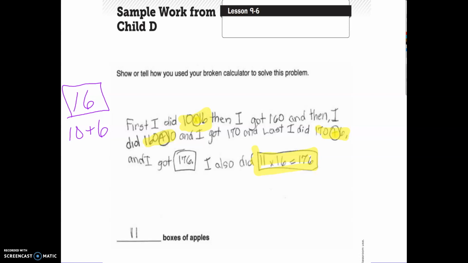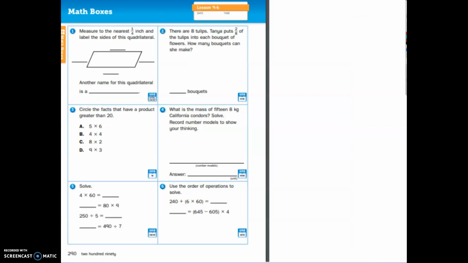Now for, drum roll please, your last math box page of the year. I know that there might be some others in your math journal, but this is the official last math box page of the year. It's on page 290 for lesson 9-6. This is it. Today was your last math lesson.